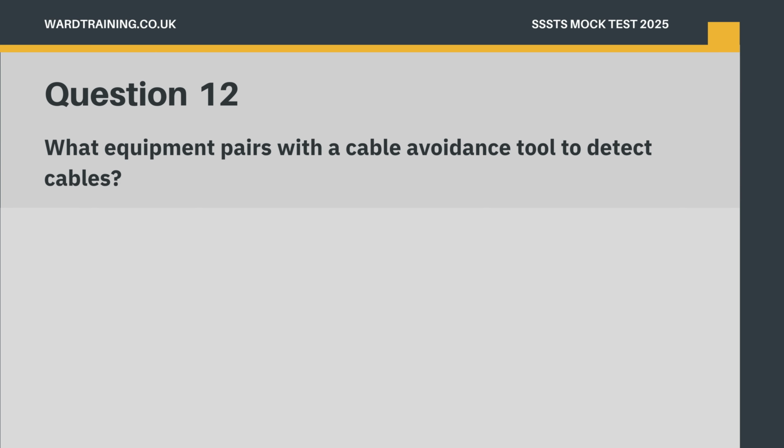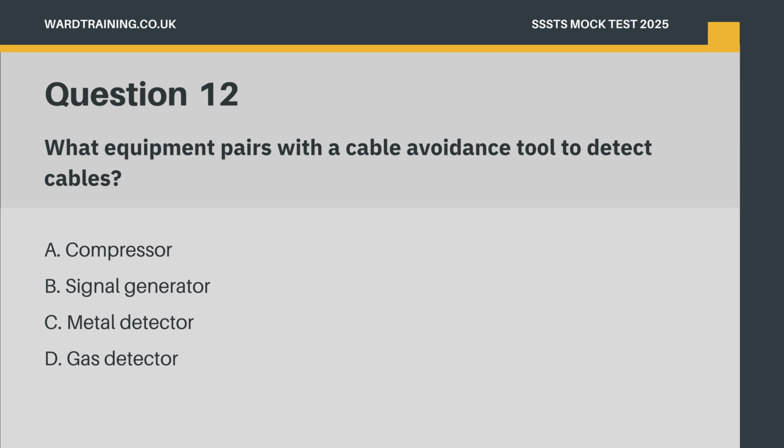Question 12. What equipment pairs with a cable avoidance tool to detect cables? A. Compressor. B. Signal generator. C. Metal detector. D. Gas detector. Answer. B. Signal generator.